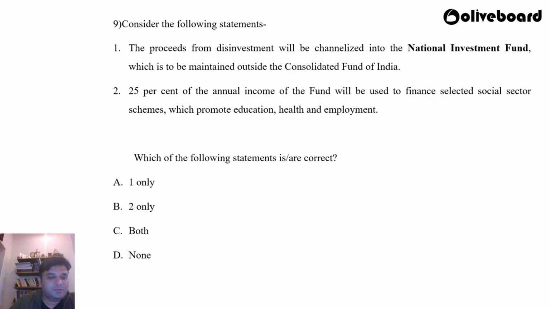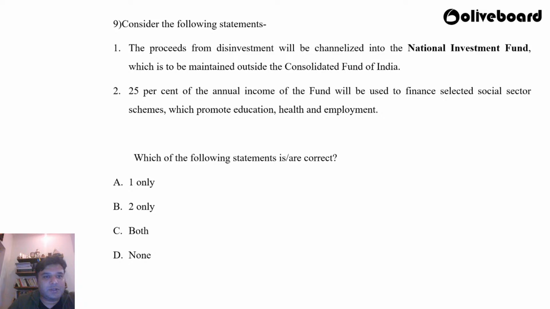Question number 9. Consider the following statements. The proceeds from disinvestment will be channelized into the National Investment Fund, which is to be maintained outside the Consolidated Fund of India. Statement number 2. 25% of the annual income of the fund will be used to finance selected social sector schemes which promote education, health, and employment. Which of the following statements is or are correct? A. One only. B. Two only. C. Both. D. None of the above. What do you think is the correct answer, boys and girls?